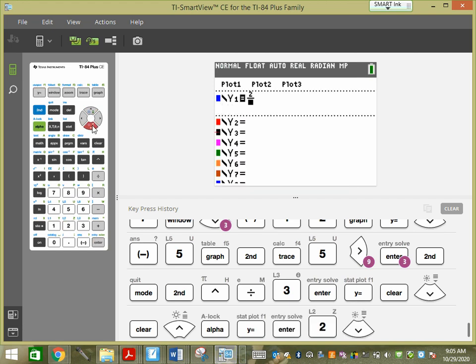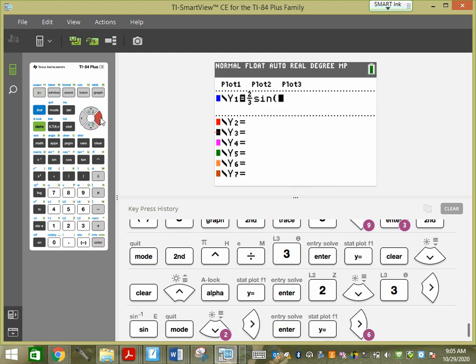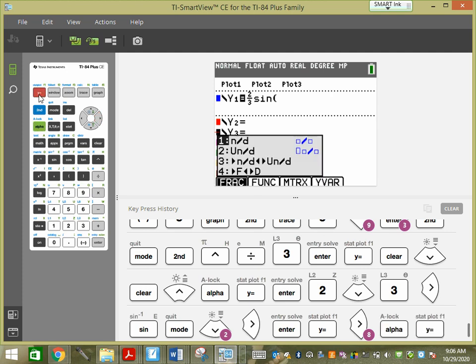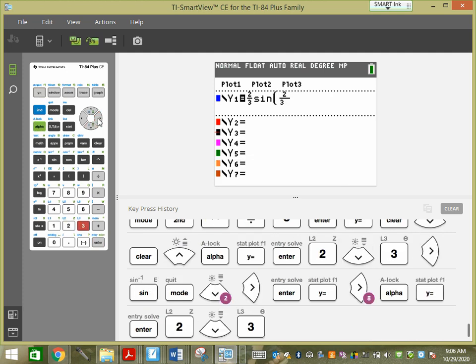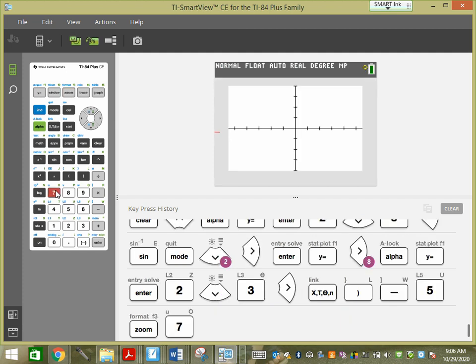So it's 2/3 sine. I need to be in degree mode. 2/3 sine, 2/3 x. And then what was it at the end, sorry? Minus 5. So I'm going to go zoom, trig. Hope to see something. So the amplitude's what? 2/3, and it starts at the midline at -5, right? -5 plus 2/3 doesn't get me the -4, does it?